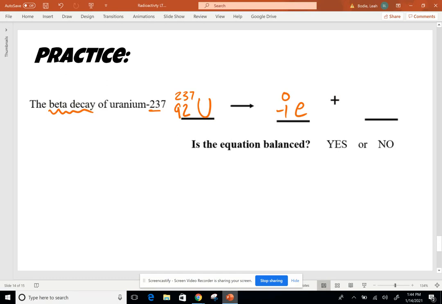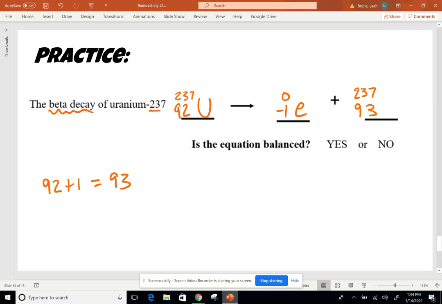Now we can undergo our beta decay. So remember, at beta decay, our mass number stays the same. So I bring 237 over here. And now remember, our atomic number is increased by 1. So I just take 92 plus 1, 93.